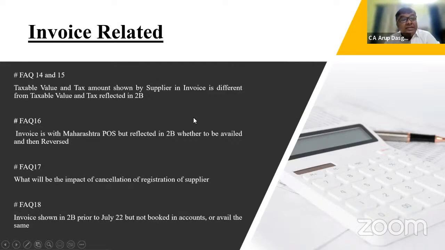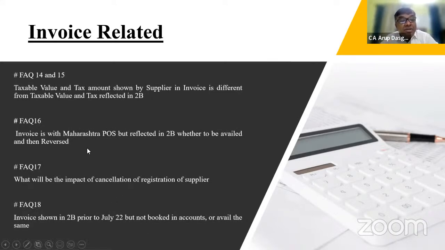Next is taxable value and tax amount shown by supplier in invoice is different from taxable value and tax reflected in 2B. In the earlier example, 10,000 was shown as 20,000. But here, in many situations the tax rate is wrong. The invoice is at 12% tax, but when they show it in GSTR-1, they are showing it with 18% tax. So here also what we are suggesting is that if it's a higher amount, avail the ITC and show it in temporary reversal. When the amendment happens, then take the ITC and show the permanent reversal.